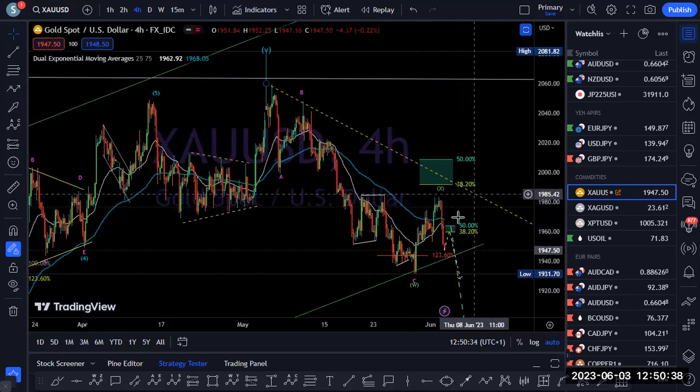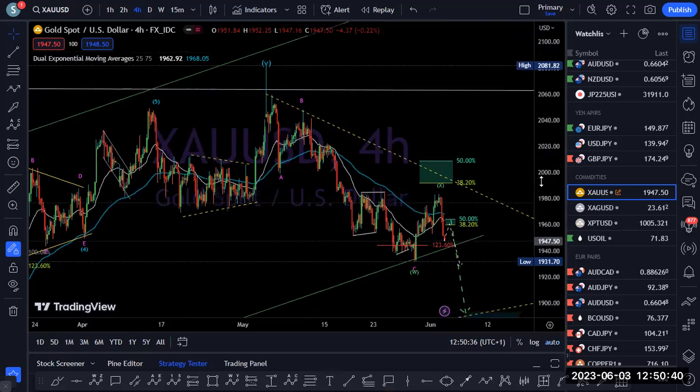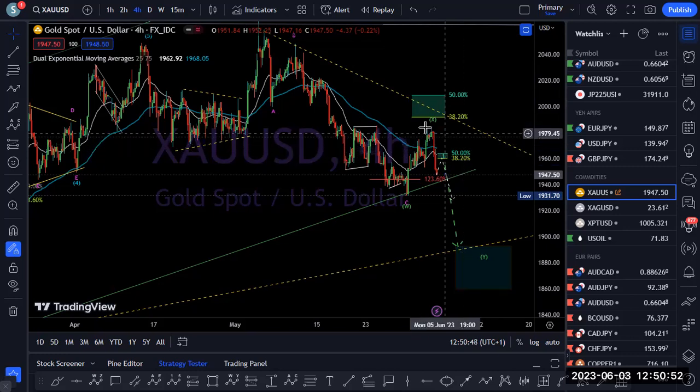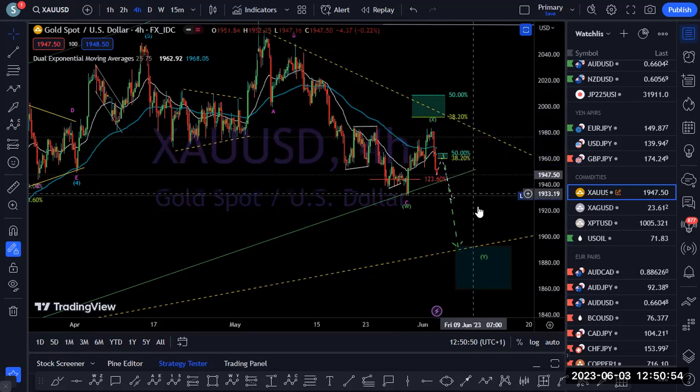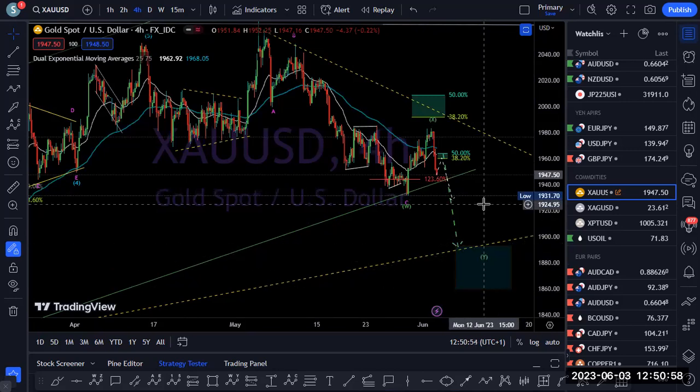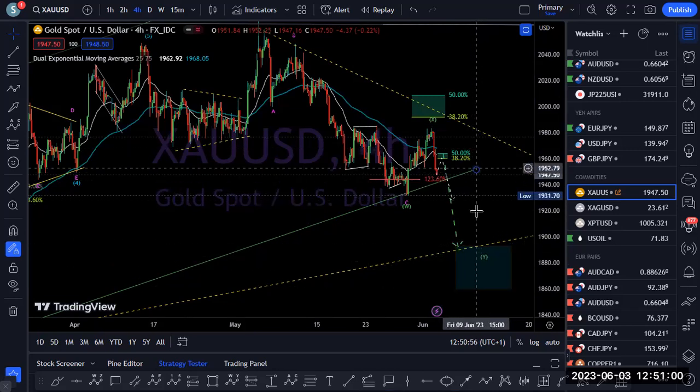Now, what next? I'm looking for sell. Okay, so I will sell gold when I get setup around 1965, 1960 zone. I'll look for sell setup. Here will be my stop loss, and target will be 1990, 1880, 1860. I don't know. When I enter, I will not determine my exit.